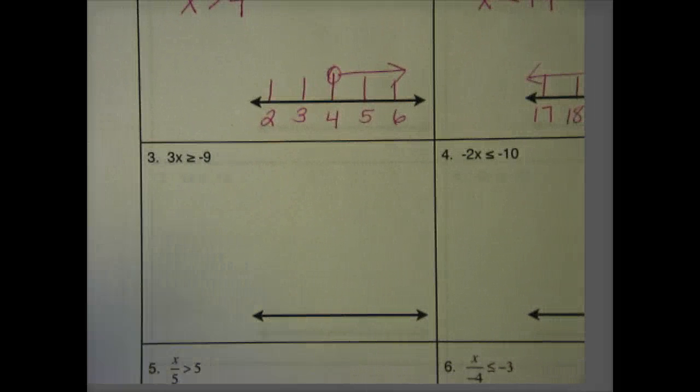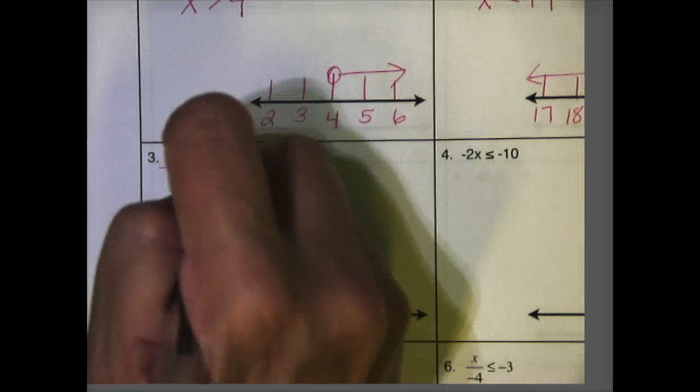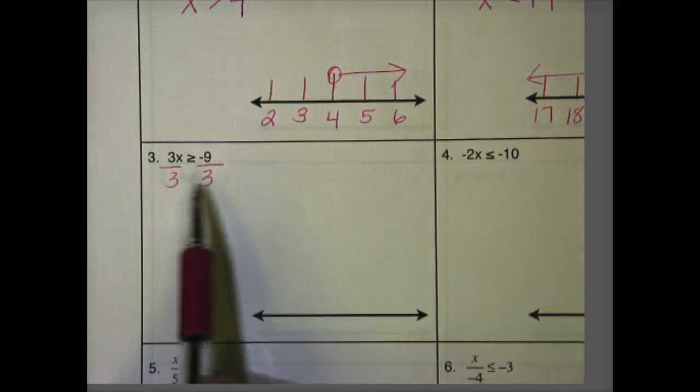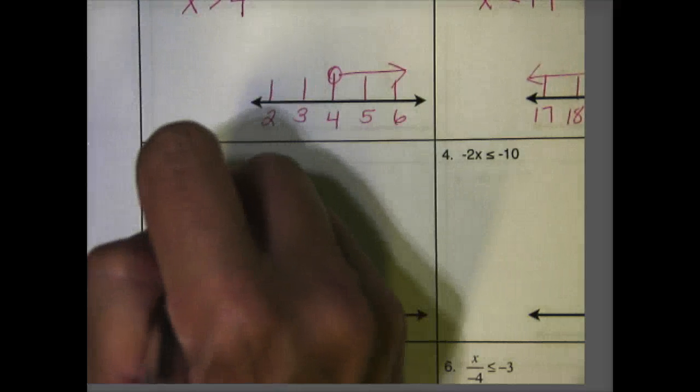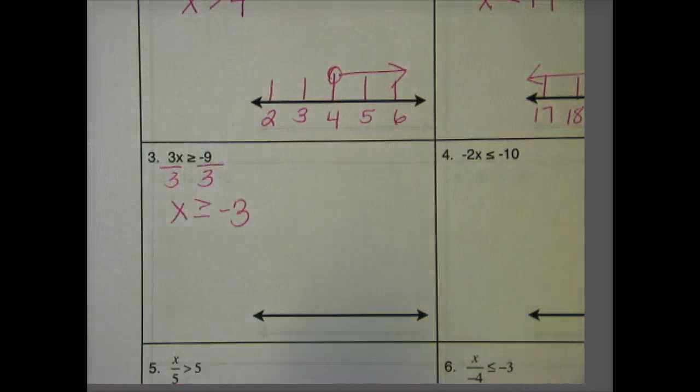Let's take a look at number 3. 3 times x is greater than or equal to negative 9. Because it's multiplication, we have to divide both sides by 3 to solve. We're dividing by a positive number, so we're not going to flip our symbol, so we get x is greater than or equal to negative 3.